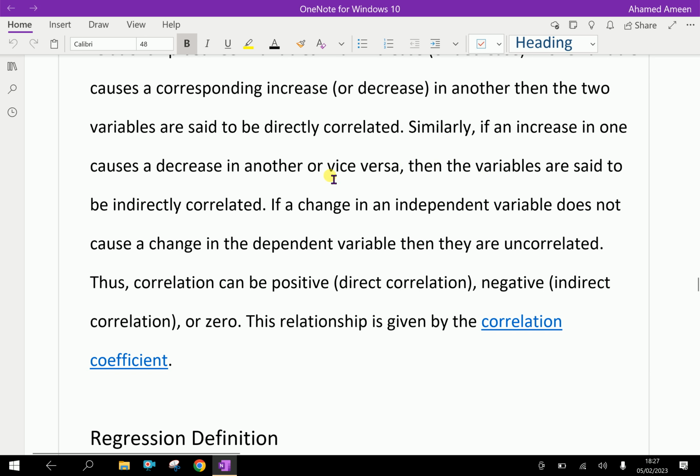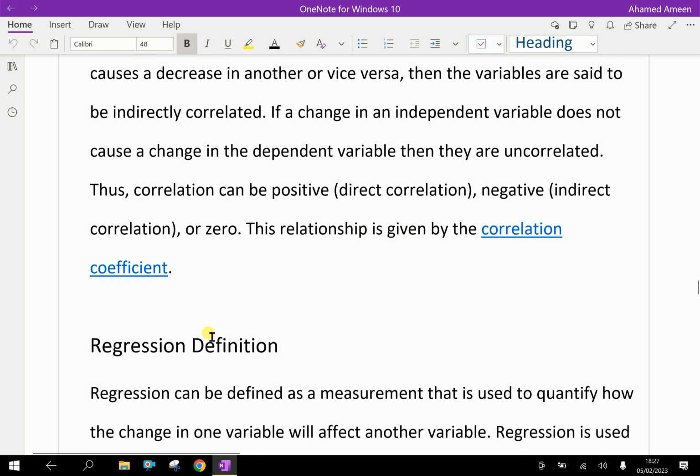Similarly, if an increase in one causes a decrease in another or vice versa, then the variables are said to be indirectly correlated. If a change in the independent variable does not cause a change in the dependent variable, then they are uncorrelated. Thus, correlation can be positive or direct correlation, negative or indirect correlation, or zero, meaning there is no correlation. This relationship is given by the correlation coefficient.